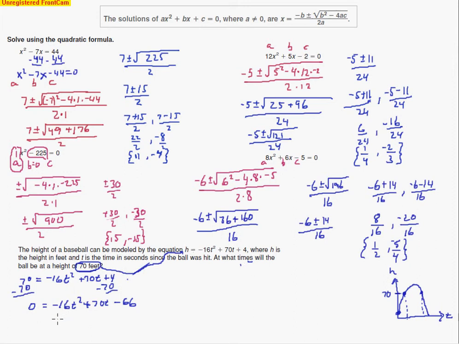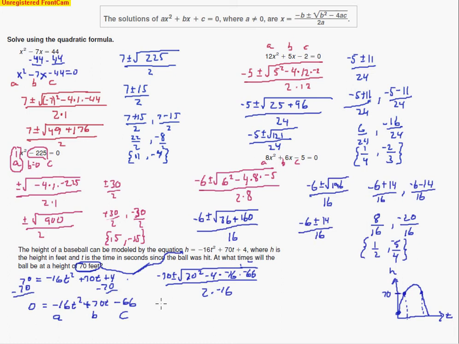So I'm going to use these numbers. A is negative 16, B is 70, and C is negative 66. So big numbers. You want to use a calculator here. So negative 70 plus or minus the square root of 70 squared, and then minus 4 times a, which is negative 16, times c, which is negative 66. This is all over 2 times a, which is negative 16.